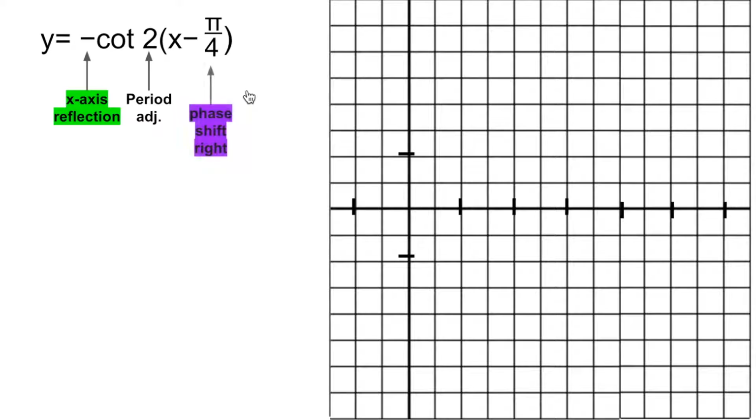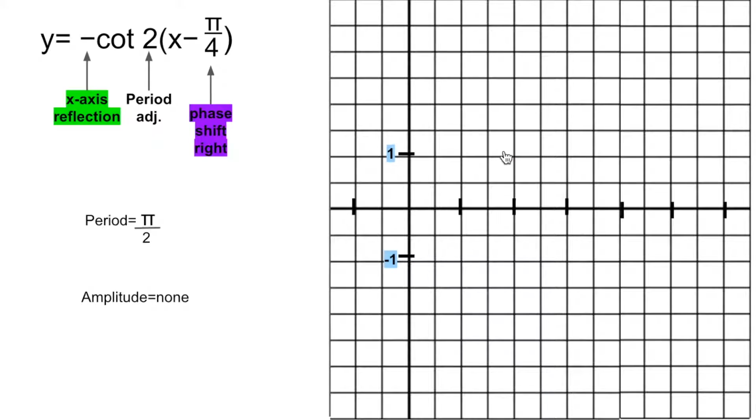The period of the parent function for cotangent is pi, but because there is a 2 after the cotangent, we divide the old period pi by 2 to get our new period. There is no amplitude for cotangent, and because there is no number in front of the cotangent to signify a vertical shift, we put a 1 here and a negative 1 here.